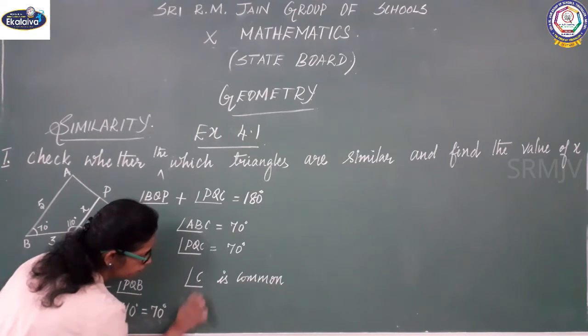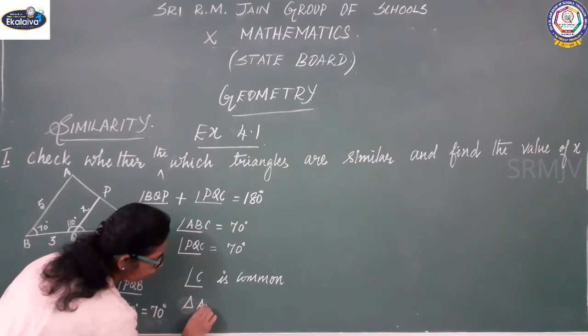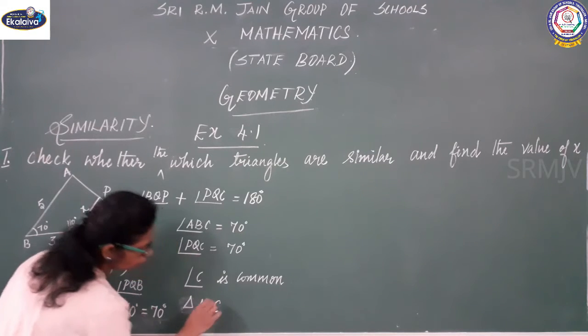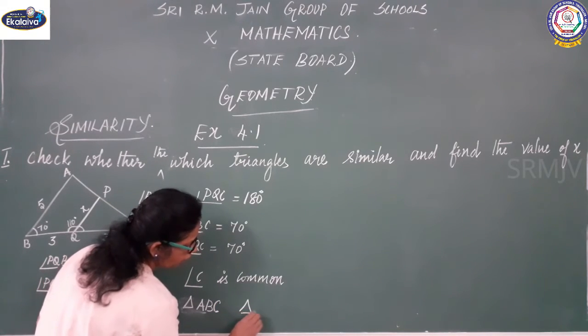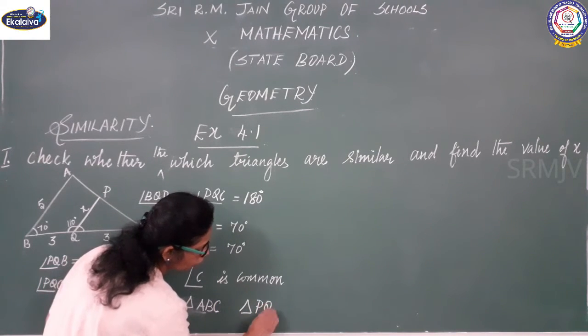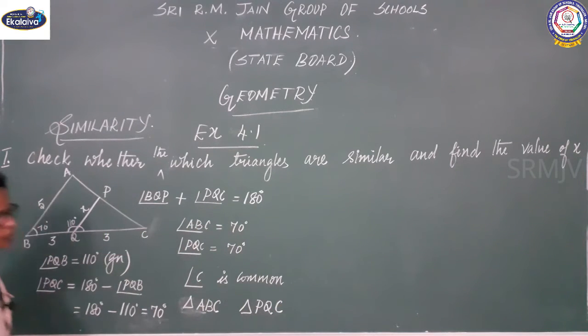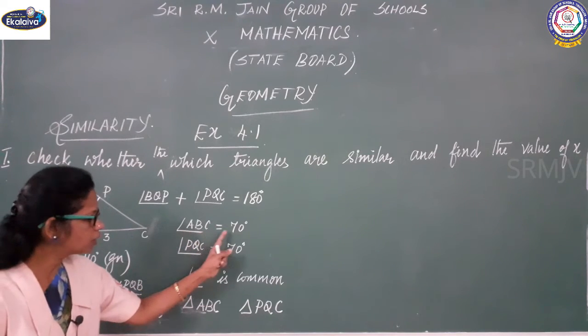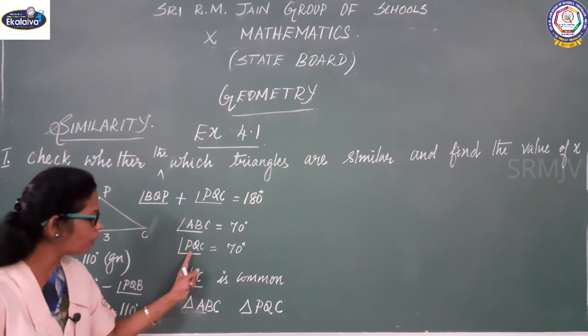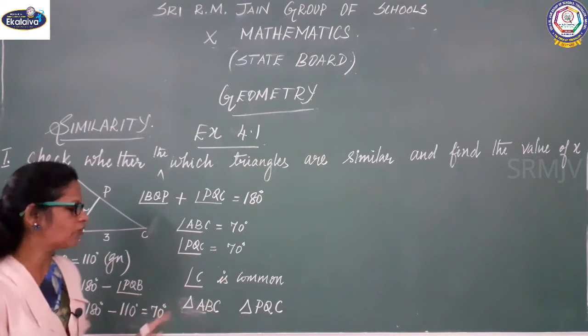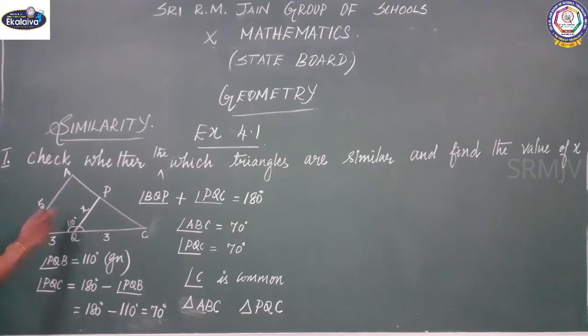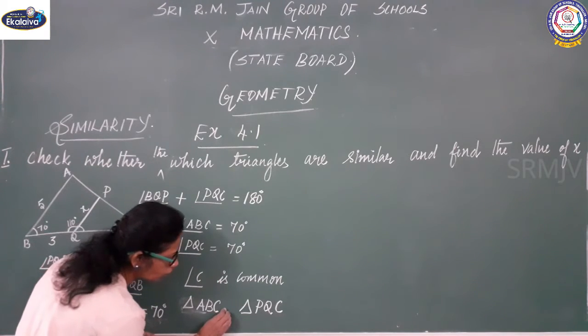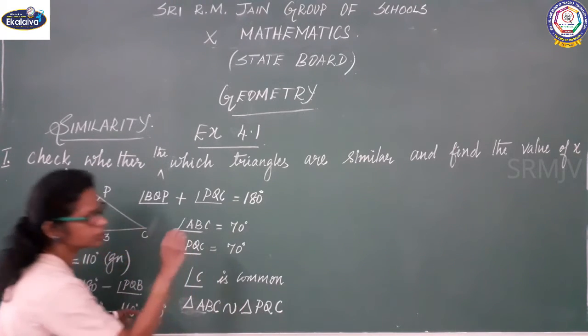Triangle ABC, triangle PQC. In that, angle B is equal to angle Q. Angle ABC equals 70, angle PQC equals 70. Next, angle C is common. That means these two triangles are similar.